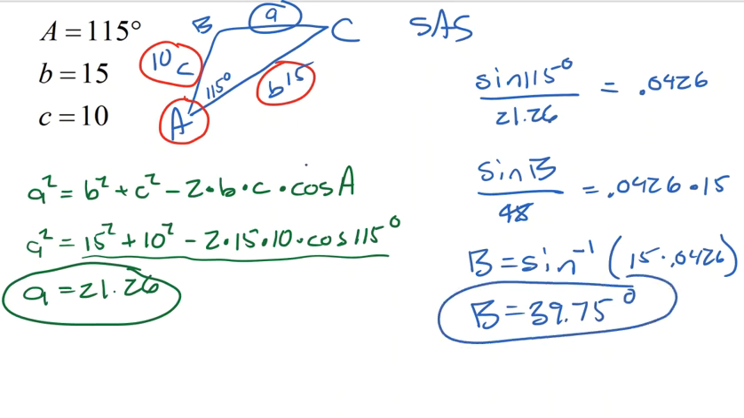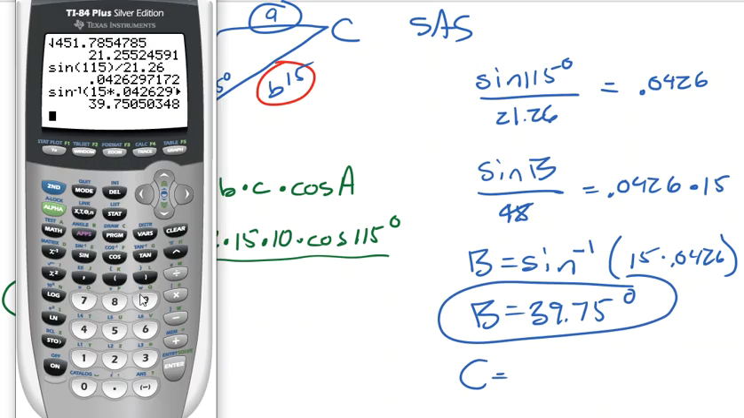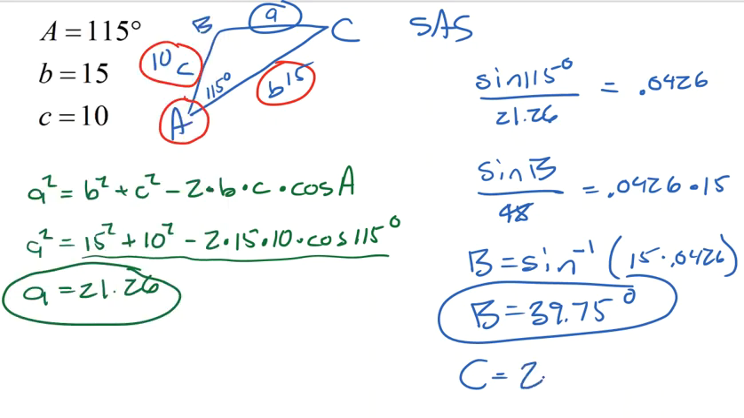All right. And I still have to find angle C, but there's no reason to do any trigonometry for that. We're just going to take 180, subtract away angle A, 115, subtract away angle B, 39.75, and I get 25.25 degrees for angle C.